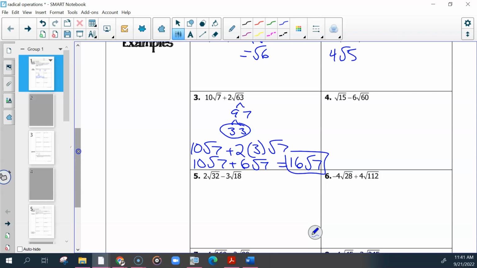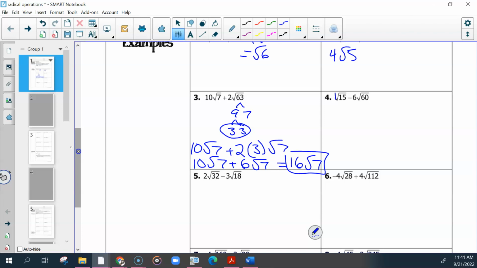Then sometimes we get something like 4, where we may have to simplify them both. Just like with combining like terms, when you combine x's, if there's nothing in front of an x, that's a 1. You don't see anything in front of a radical, assume that is also 1.